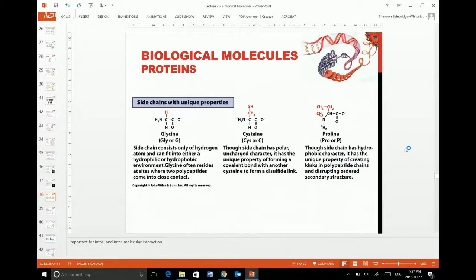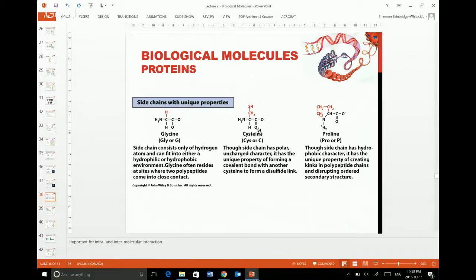And lastly, there's this group of oddballs that have their own special functions or their own special characteristics. So glycine is special because its side chain, all it is is a hydrogen, nothing fancy. But the reason for this is this makes it a very small amino acid, and it allows it to fit into very tight areas. So if you had two polypeptides that need to come into very close contact with one another, you would likely see glycines in those areas because you're not going to have these bulky side chains in the way.